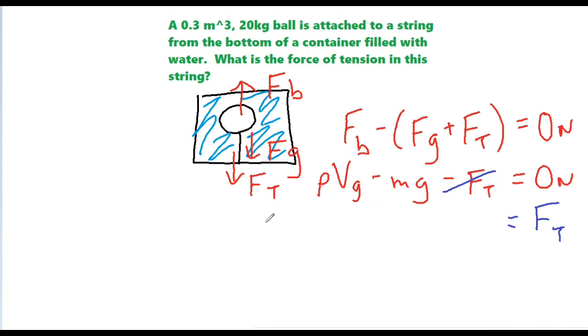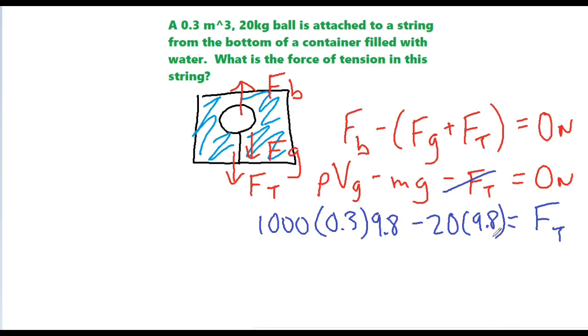And I have the rho of water, 1,000 kilograms per meter cubed. We have the volume displaced, 0.3 meters cubed, times a constant 9.8. And then we can go ahead and subtract the mass of the ball, 20 kilograms, multiplied by 9.8. So find the product of these three numbers. We have 2,940 newtons minus the weight of 196 newtons, and that will give us our final force of tension.